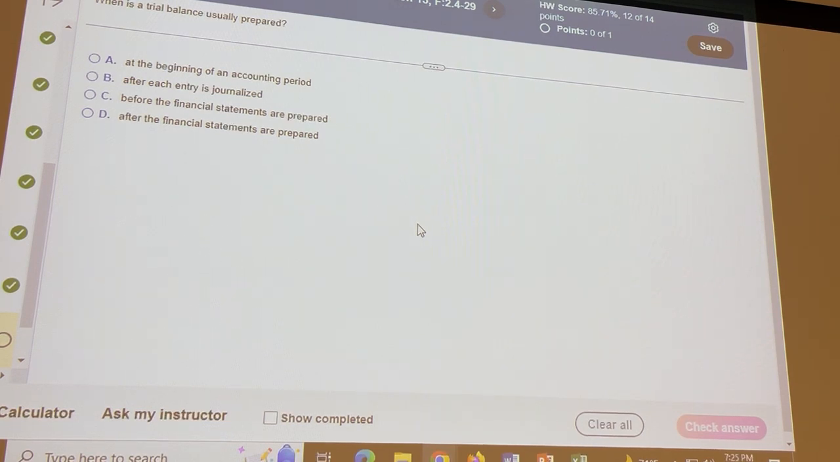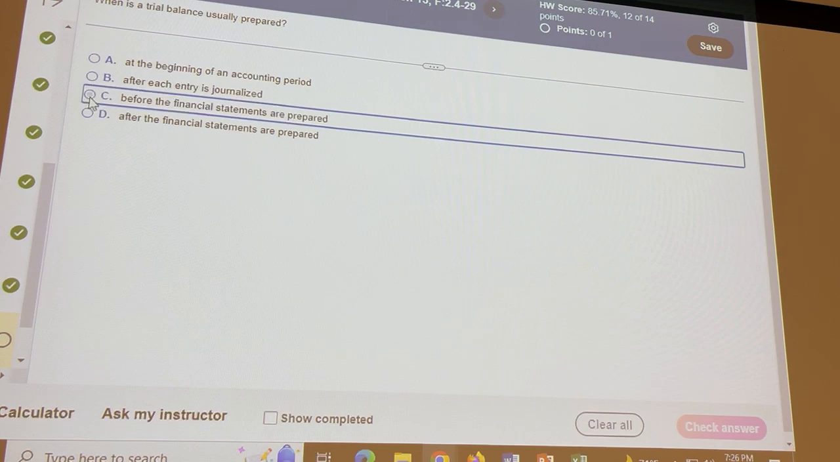When is a trial balance usually prepared? Before financial statements. Right, good. Before the financial statements are prepared.